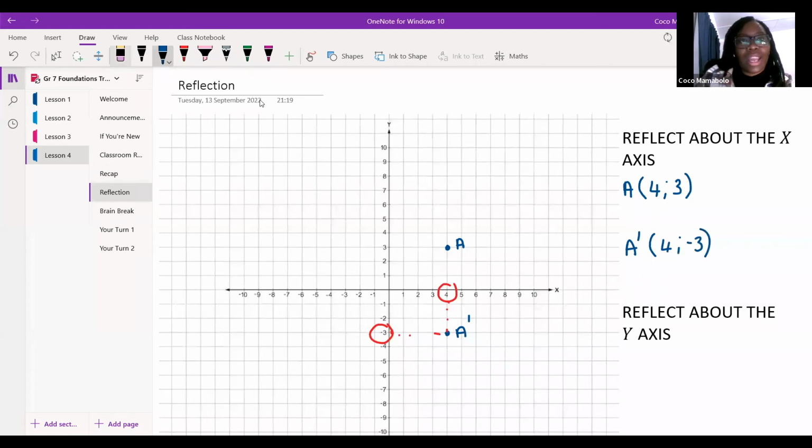Okay. Now, I want you guys to notice something. Do you guys notice that my X value is the same? You guys see it? Now, I want you guys to tell me what is different in my Y values. What's happened to my Y values? Can anybody raise their hand and tell me what's different in my Y values?